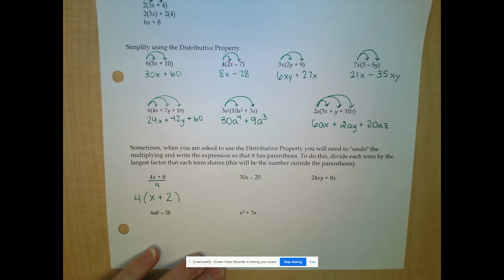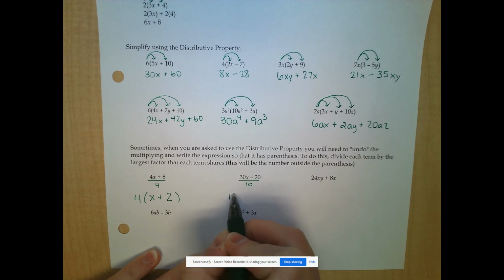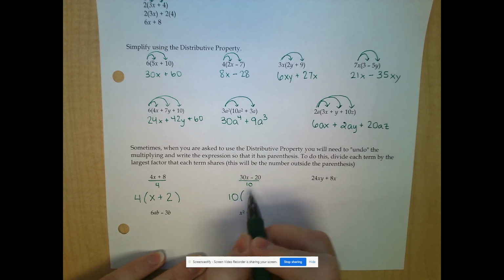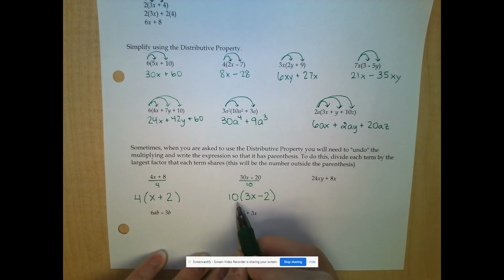So 30x minus 20. 30 and 20 are both divisible by 10. So the 10 is the number that I'm dividing by, or removing from the 30x and from the 20. 30x divided by 10, 30 divided by 10 is 3, and I still have the x, minus 20 divided by 10 is 2. I can double check my answer. 10 times 3 is 30x. 10 times 2 would be minus the 20.